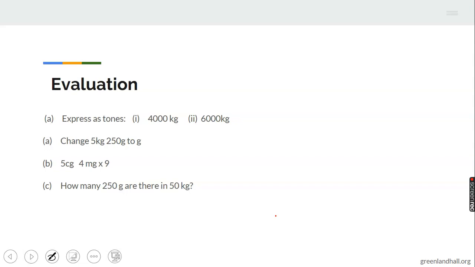Now, how many 250 grams are there in 50 kilograms? How many 250 grams are there in 50 kilograms? Good. Now, I'm sure you have worked out your questions and you're good to go.